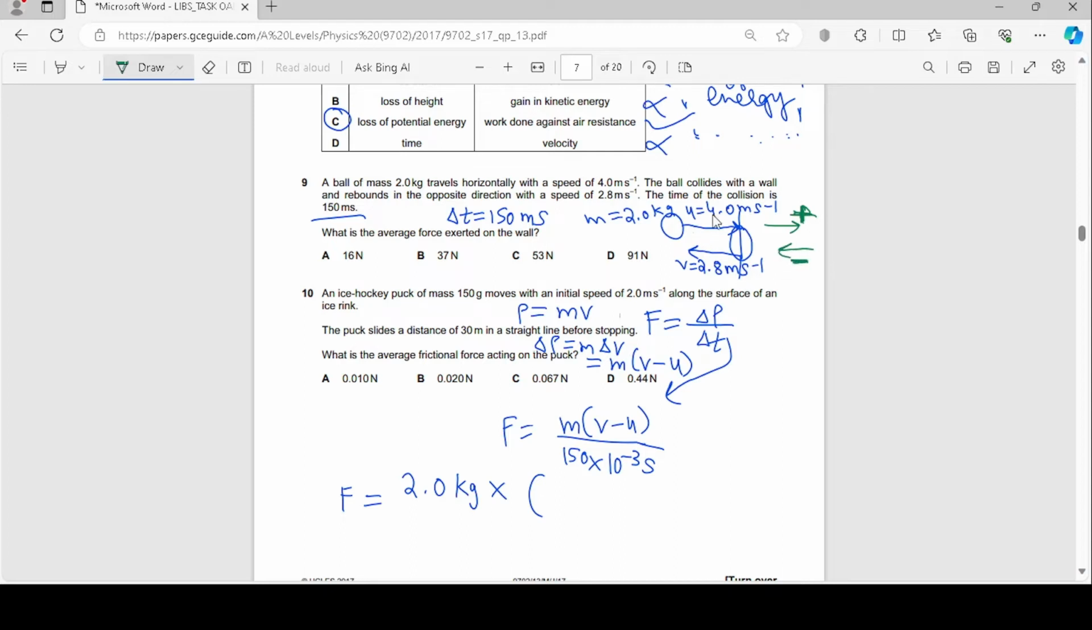So therefore, the final velocity is going to the left, so it's negative, so it's going to be minus 2.8. As for my initial velocity, it's going to the right, so it's 4.0, so I'm going to take that as just positive. So plus 4.0, and the units are meters per second.